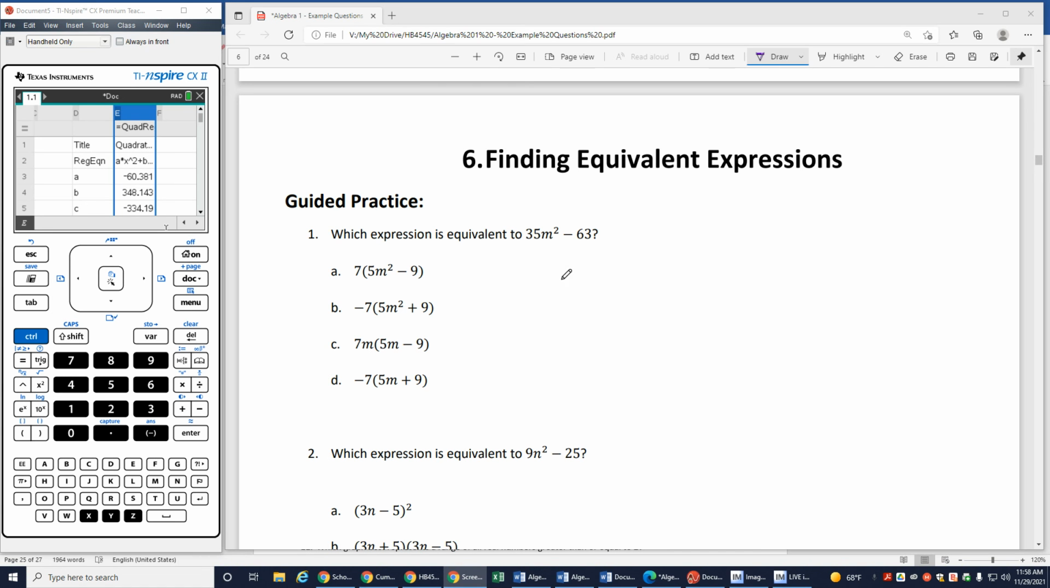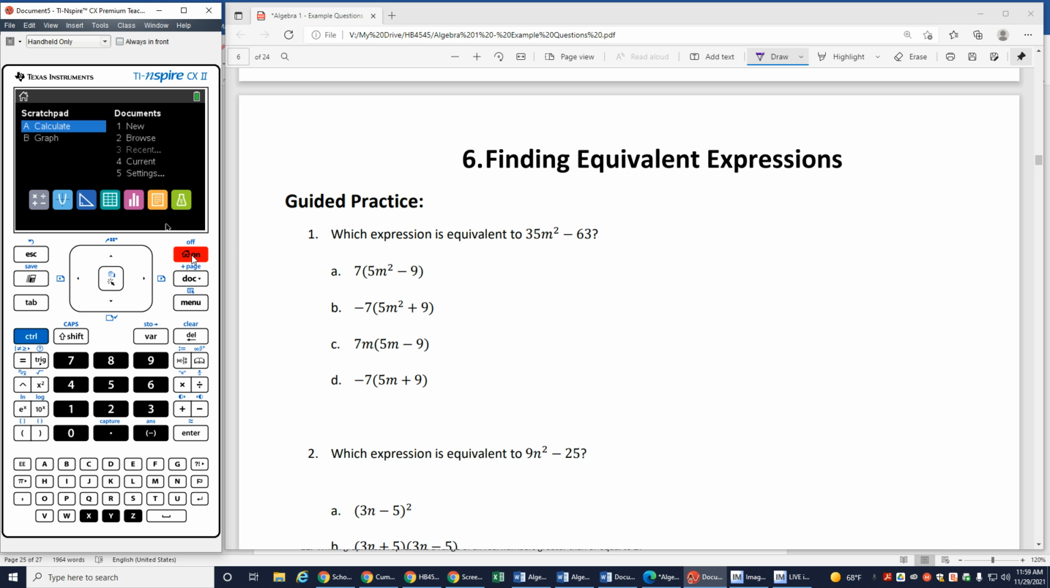Hi, in this video, what we're going to be looking at is finding equivalent expressions. Notice these are expressions, not equations. They don't have equal symbols in them. And what they're trying to do is see if you remember how to factor the common terms out of each term in this expression. Okay, so what we're going to do is use our graphing calculator to help us do that in case we've forgotten how.